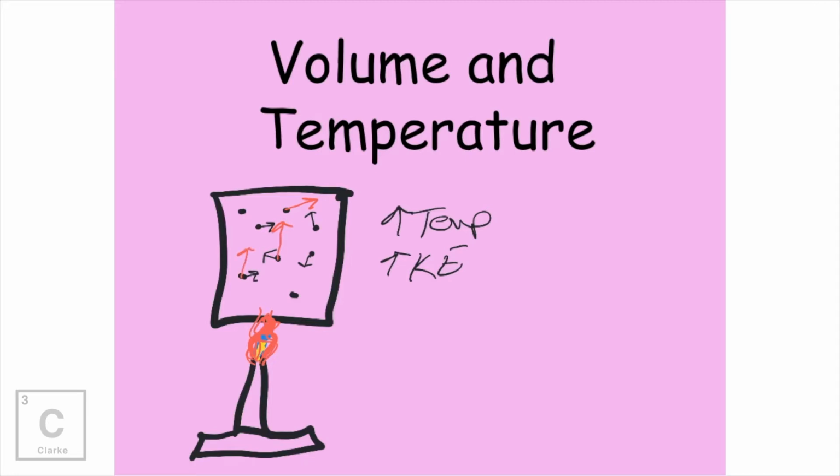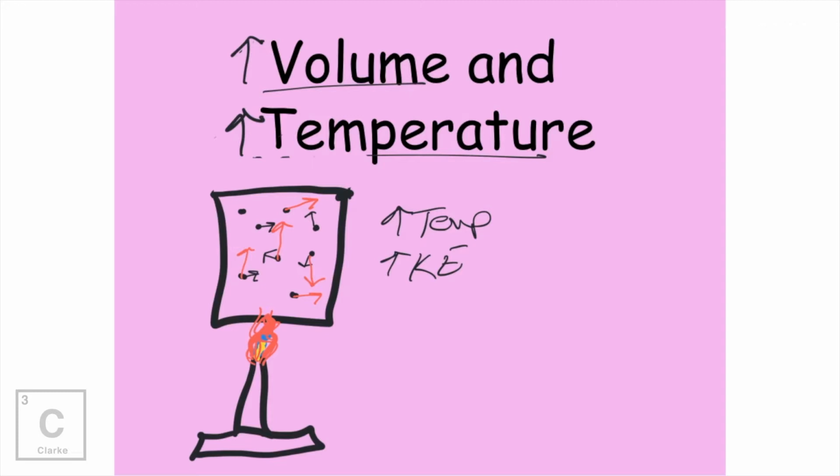We can show that with larger arrows. If they're moving faster and faster, if we're only talking about volume and temperature, we do not want the pressure to change. We want the pressure to remain constant. At this point, the only way that we could make the pressure stay constant is if we make a bigger box. We need our container to get bigger. So as we increase the temperature, those particles are going to start moving faster. They're going to start having more and more collisions. So that means our container has got to get larger so we can minimize those collisions and keep the pressure the same.